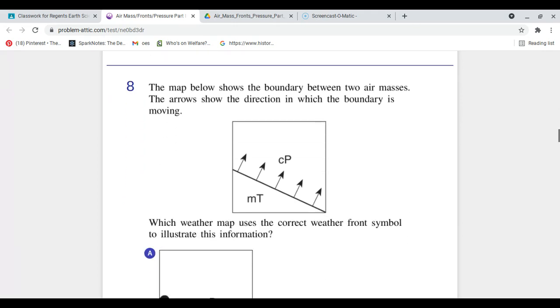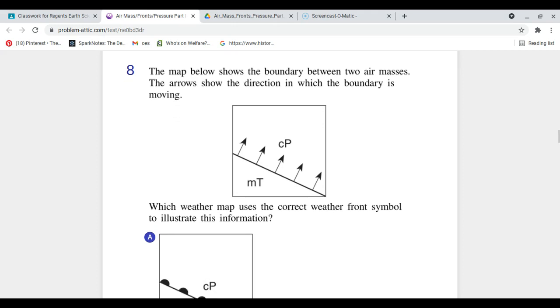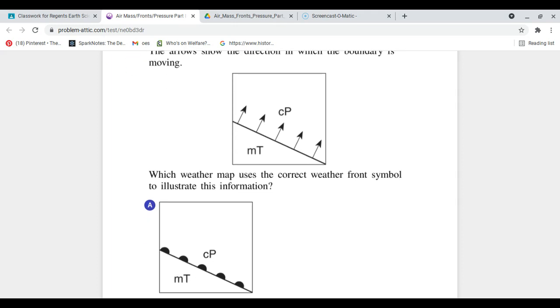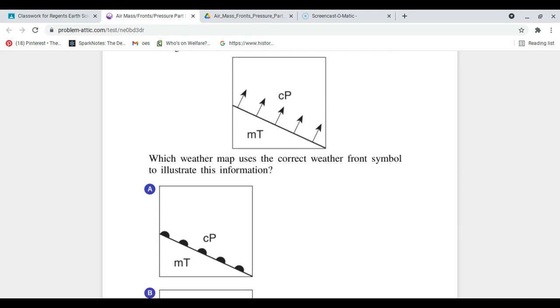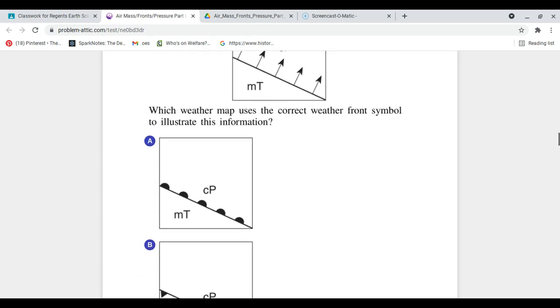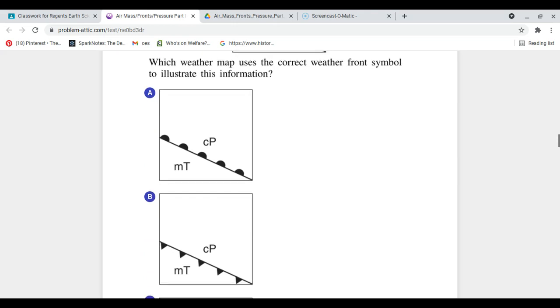Number 8. This map below shows the boundary between two air masses. The arrows show the direction in which that boundary is moving. Which weather map uses the correct weather front symbol to illustrate that information? Maritime tropical to the continental polar.